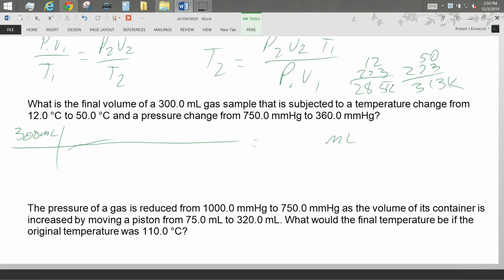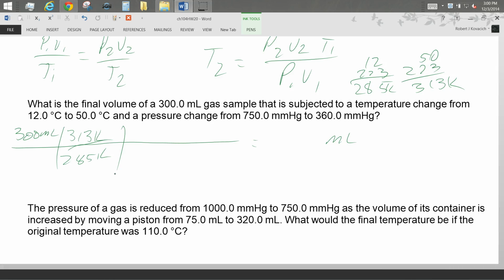It went up. So what would that do to the size of a section of gas? It would increase it. So I'm going to put 313K here and 285K here. You all right with that? Because I increased the temp, so that should increase the size of the gas.